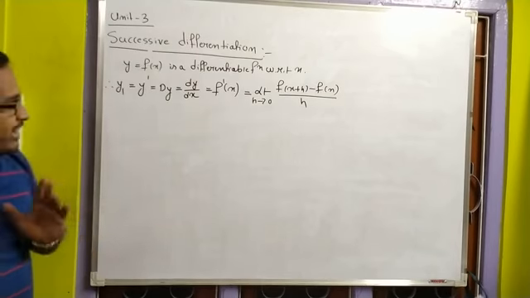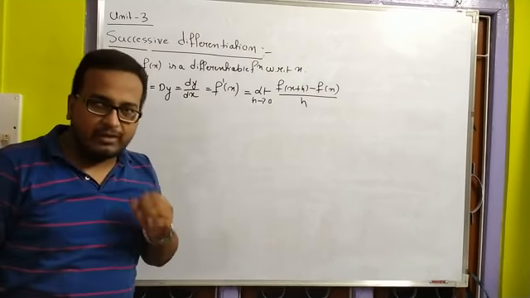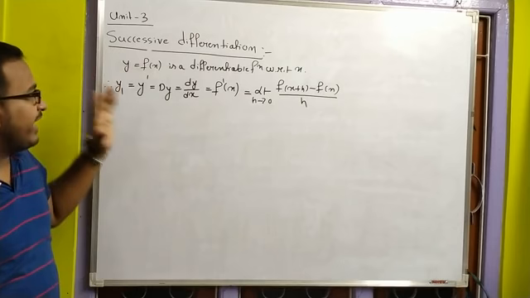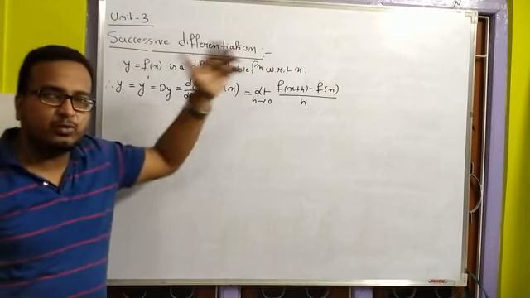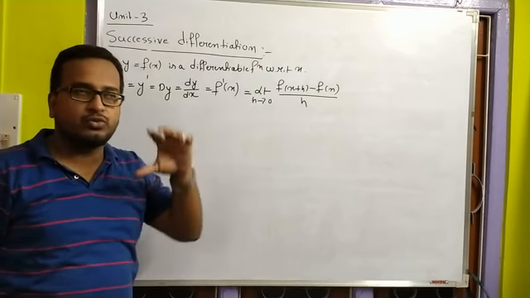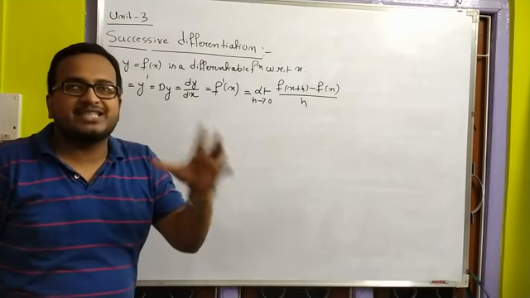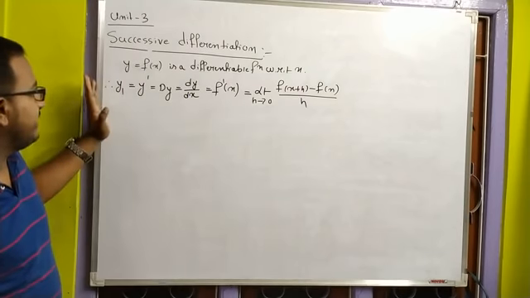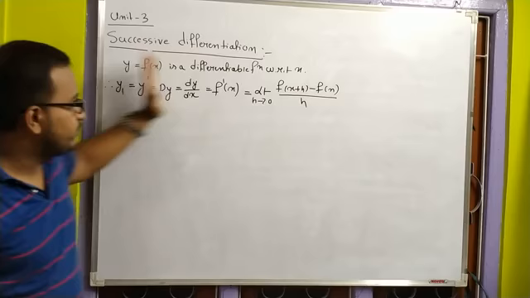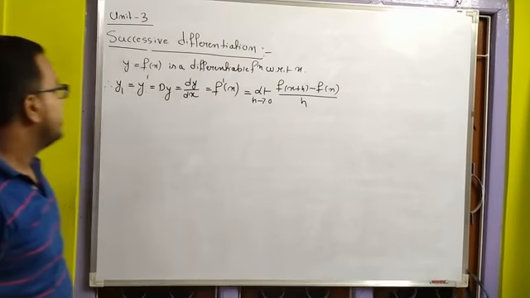So if y equals f(x) is a differentiable function with respect to x, then we can find the derivative of the function with respect to x, and these are the symbols that we can use to denote the first derivative of the function with respect to x. So it can be denoted in this way.